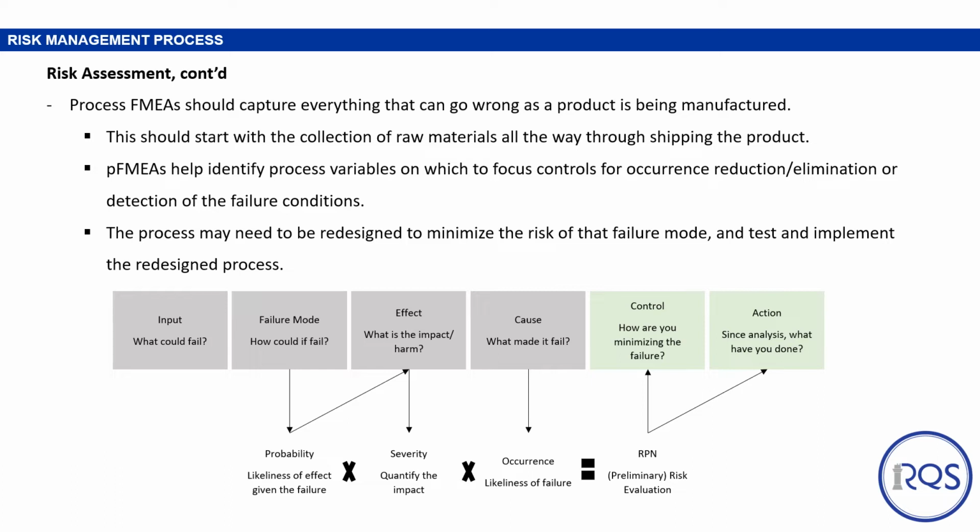An example of a risk that may be in a PFMEA may be a lathe or some machinery being incorrectly set up or incorrectly cutting a product, which may lead to the product being scrapped. And so, just to recap the whole FMEA process, we start off with an input. That input could then experience some type of failure mode. Then we want to look at the effect of that failure mode and the cause of that failure mode. And then we want to look at how we can control that failure mode and any actions that we can implement to reduce the likelihood of that failure mode.